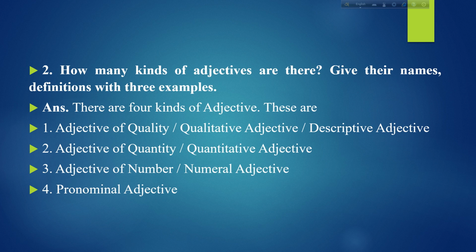Now, how many kinds of adjectives are there? Give their names, definitions with 3 examples. So there are 4 kinds of adjective. These are adjective of quality, or qualitative adjective, or descriptive adjective, you can say. Number 2, adjective of quantity or quantitative adjective. Number 3, adjective of number or numeral adjective. And number 4, pronominal adjective, the adjectives that come from pronouns.